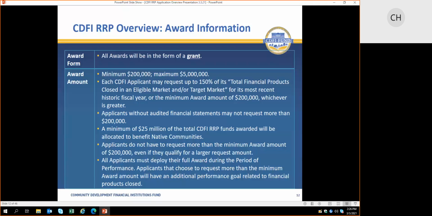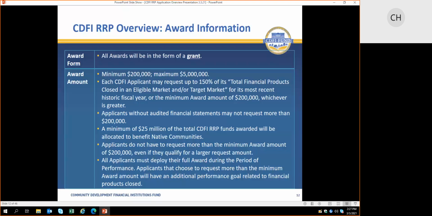Organizations do not have to request more than the minimum award amount of $200,000, even if they qualify for a larger request amount. So again, if you're allowed to request $5 million, but you're not comfortable as an organization with the fact that you might not be able to deploy that amount within the period of performance, you don't have to request the maximum amount you're eligible to request. And as I just alluded to, all applicants that receive an award must deploy the full award amount during the period of performance.